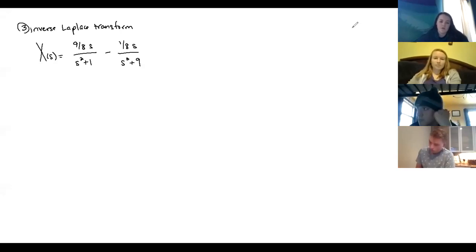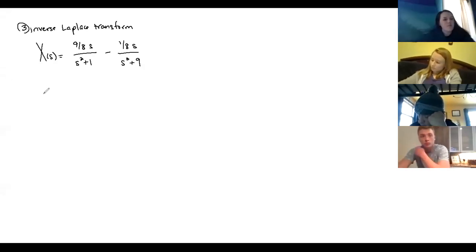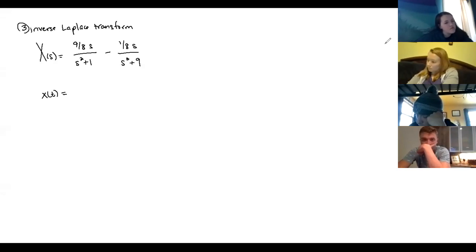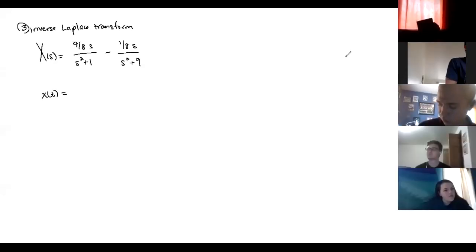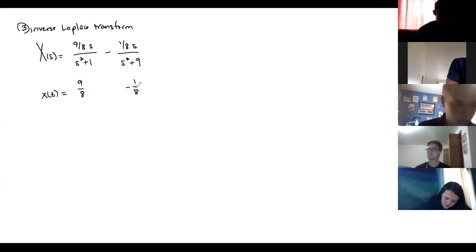Last step. Front of your book, chart. Go ahead, take a look at the chart and see if you can come up with your little x of t in this case. Figure out what it looks like. What's your inverse transform in this case? Take a minute, see if you can figure that one out, looking at the front of your book. And again, the 9/8 can stay out in front and the minus 1/8 can stay out in front.